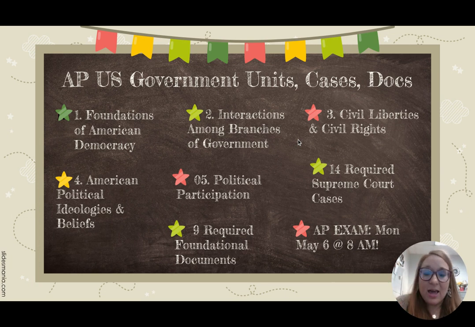In addition to that, there's 9 what AP calls foundational documents that we have to read, and a lot of them are pretty heavy in Unit 1 and 2. So, for example, we've already read the Declaration of Independence. We've read the Articles of Confederation. We're currently studying the U.S. Constitution. There are several Federalist papers and one Anti-Federalist paper that we'll read. And so that's pretty heavy in Units 1 and 2 that we're reading these documents.